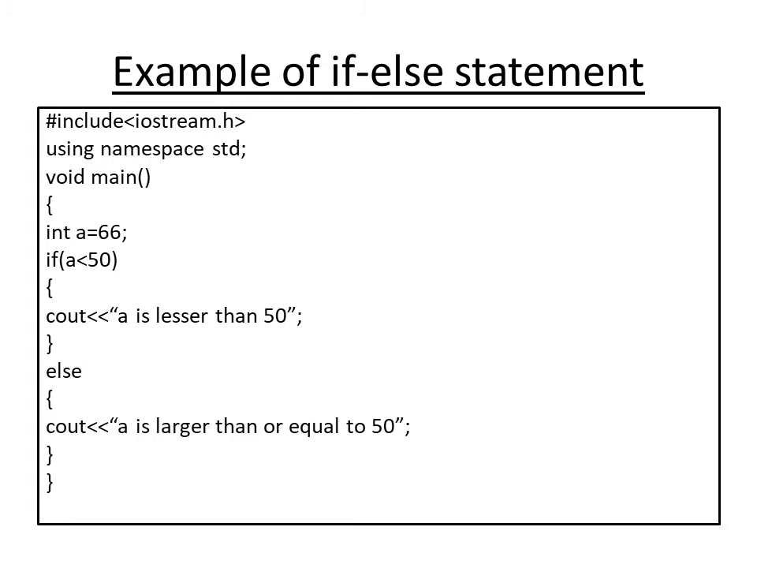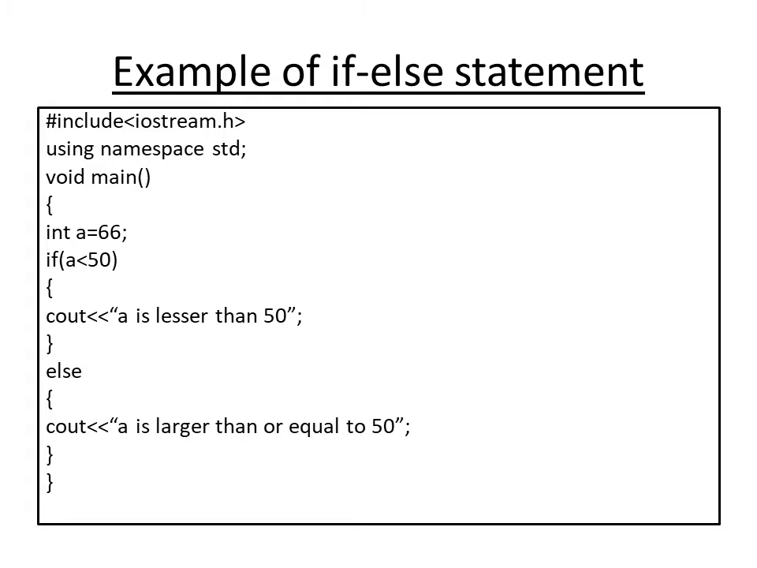Next is the main function. This is the main part of the program. Now we have declared an integer a equal to 66. Now we are going into the conditional statement. If a less than 50, 66 less than 50 is false, so this condition won't be executed.